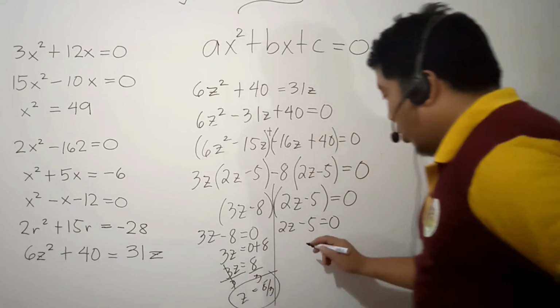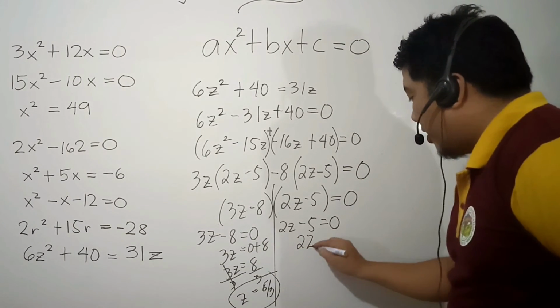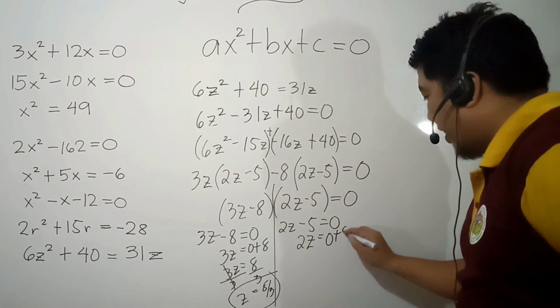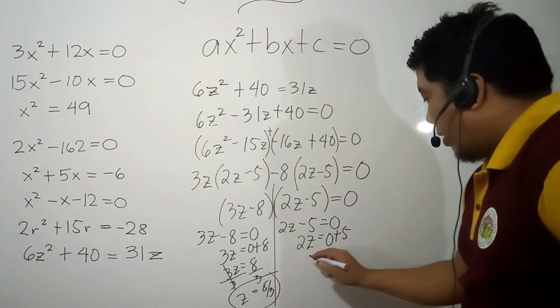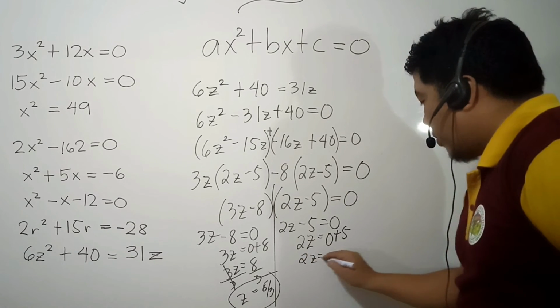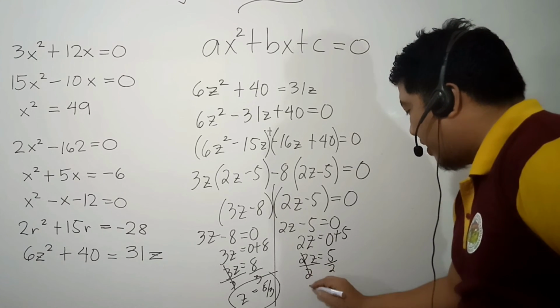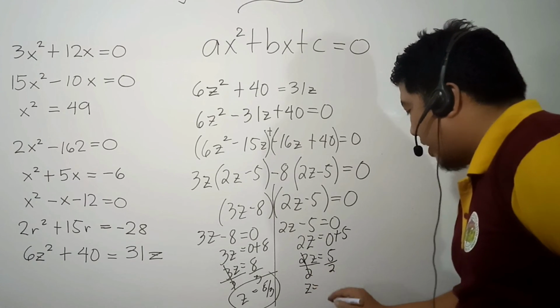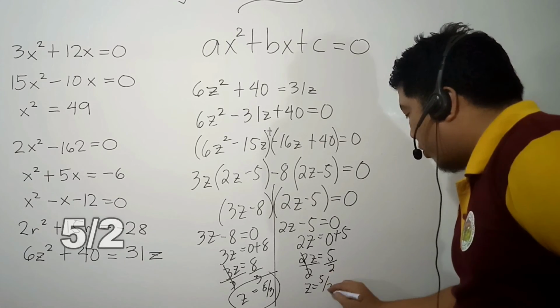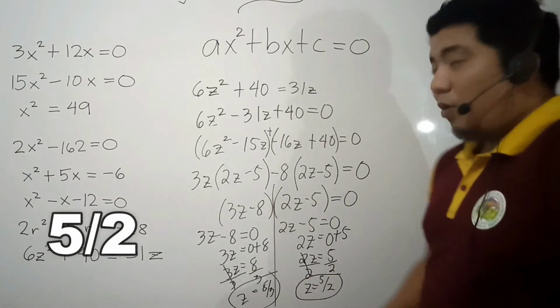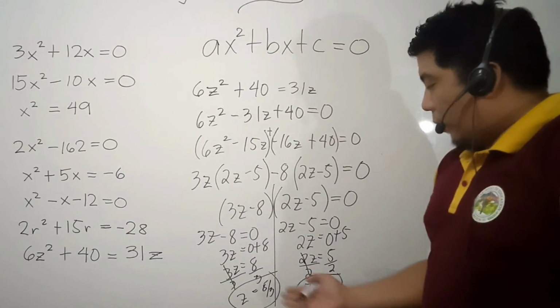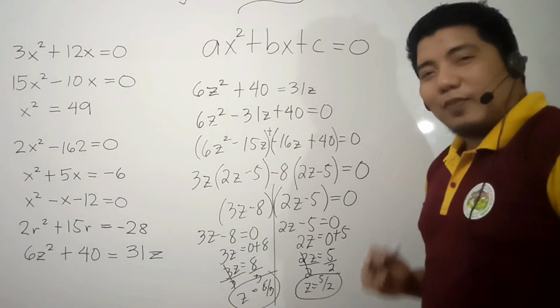Now let's go here. We have 2z is equal to 0 plus 5, and we have 2z is equal to 5. Divide both sides by 2. Cancel. We have our final answer as z is equal to 5 over 2. So for the two values of z, we have 8 over 3 and 5 over 2.